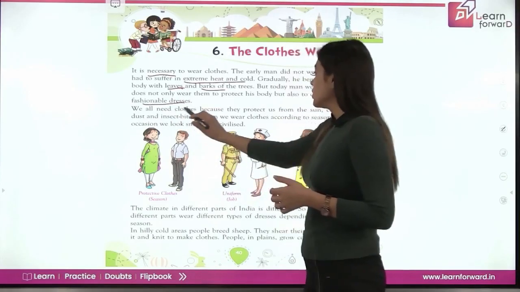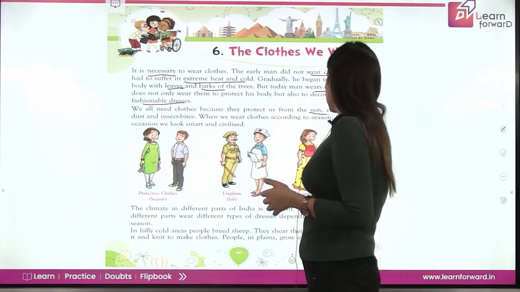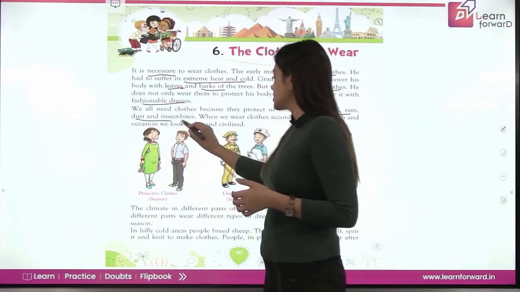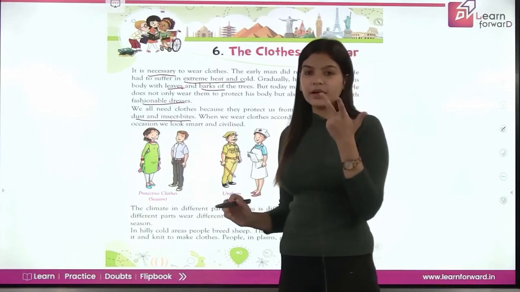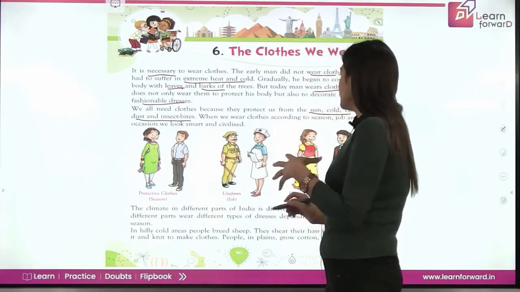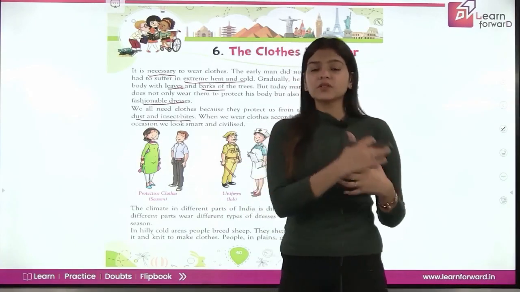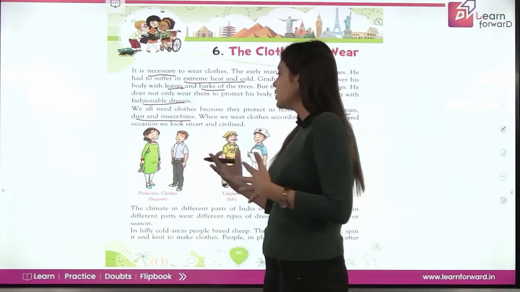We all need clothes to protect us from the sun, cold, rain, dust and insect bites. So हमें clothes किस चीज से protect करते हैं? The sun, cold, rain, dust and insect bite. And हर मौसम में, when the season changes, we also change our clothes.